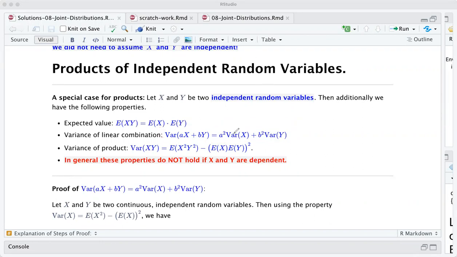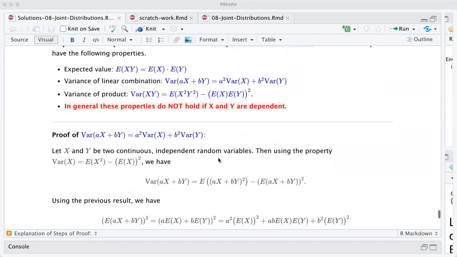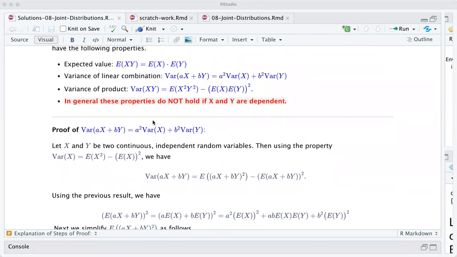Let me clear my drawings. So coming down below, if we assume that x and y are two continuous independent random variables, then we can use this general property, which says the variance of x is equal to E of x squared minus E of x, squared. So in this case, our expression on the inside is ax plus by. So the variance of ax plus by is going to equal the expected value of (ax plus by) squared minus the expected value of ax plus by, squared.